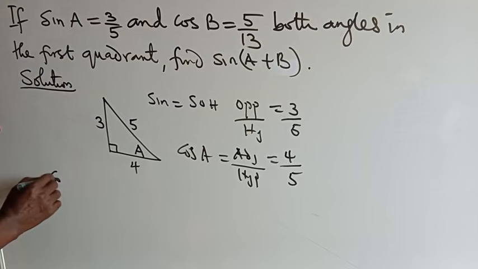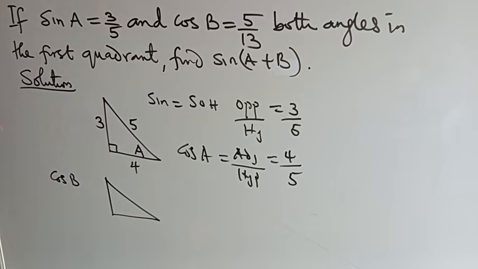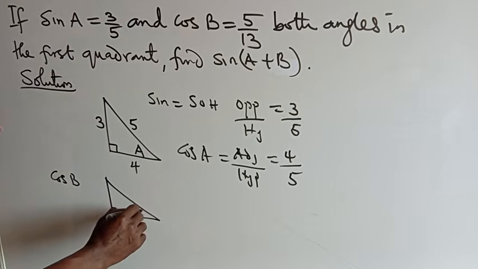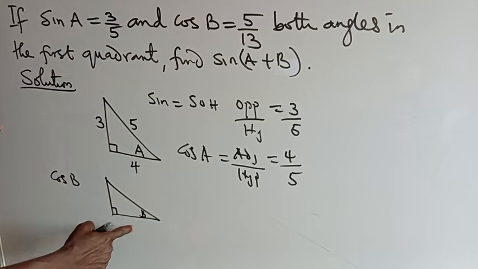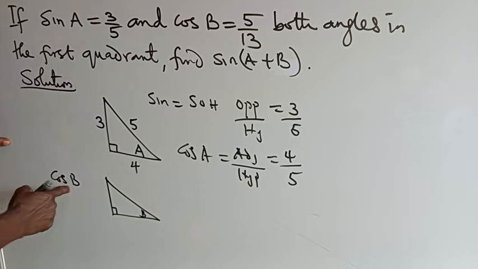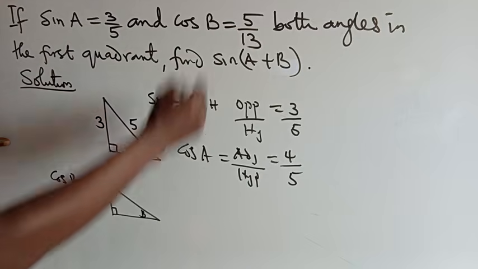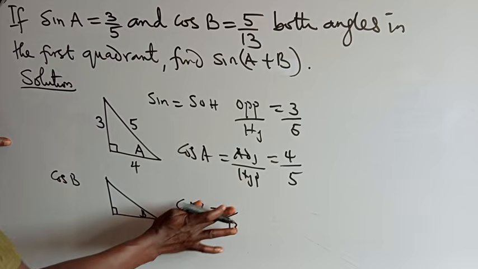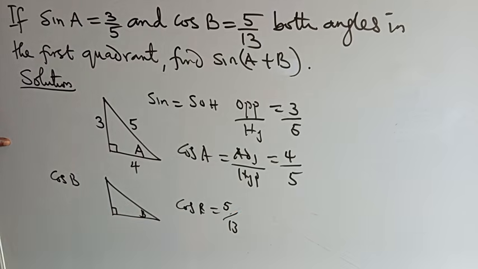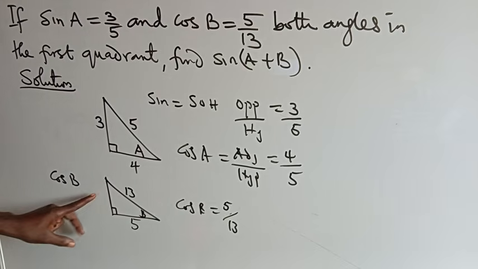You're going to use the same thing to get cos B. For cos B, you need another right angle triangle. Your B is the included angle, which is here. This is the opposite side, this is the adjacent side, this is the hypotenuse side. And cos is adjacent over hypotenuse, like we did here. Cos B is 5 over 13, so the adjacent is 5 here, and the hypotenuse, the longest side, is 13.